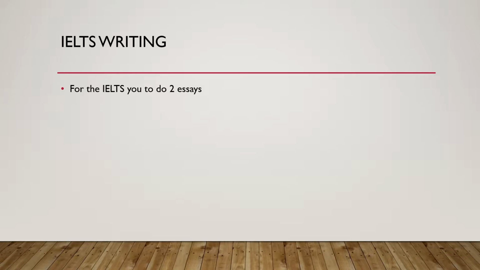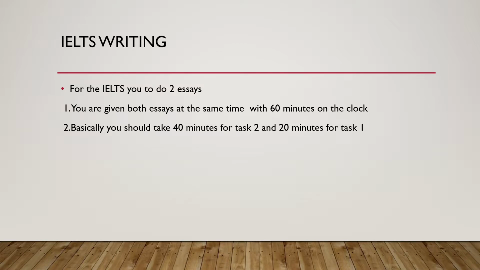So the IELTS writing part usually consists of two essay parts, and you will be given 60 minutes on the clock. The first 20 minutes you are going to allocate for task 1, and the next 40 minutes you are going to allocate for task 2.